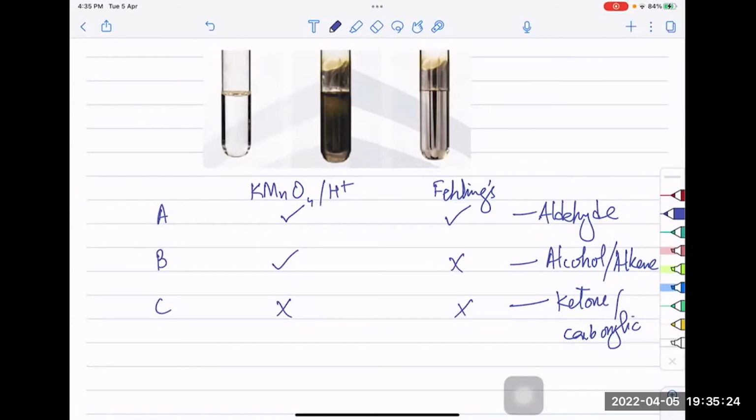Don't forget it. KMnO4 is very versatile. But so far, Fehling solution has been unsuccessful, which means between aldehyde, alcohol, and ketone, these are the results that support our hypothesis. Clear so far?